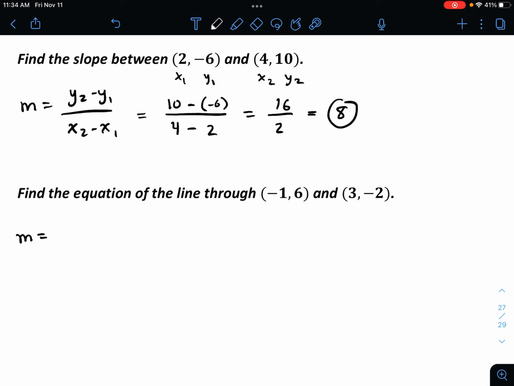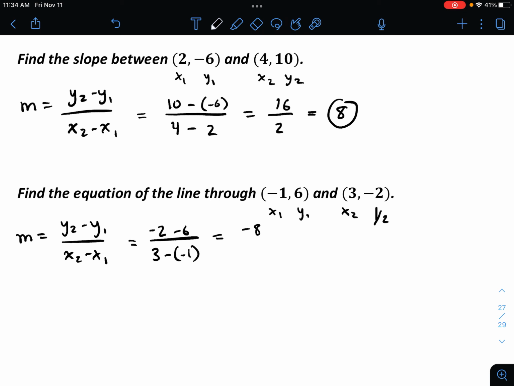First let's try to find the slope, like what we did in the previous problem. y2 minus y1 over x2 minus x1. And let's label these points again. If I subtract my y values, we've got -2 minus 6. And if I subtract the x values, 3 minus -1. So this ends up being -8 over +4, which is just -2.